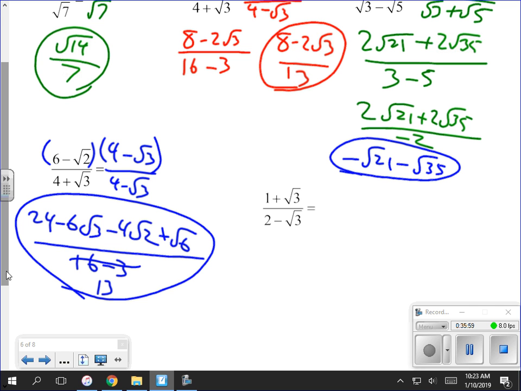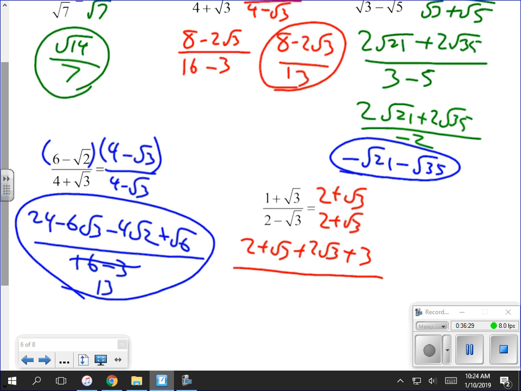Next one, what do I multiply by? 2 plus square root of 3. And I got a feeling I'm going to be able to simplify this one down a little bit more. Same thing, FOIL it out. 1 times 2 plus root 3 is 2 plus root 3. Root 3 times 2 plus root 3 is 2 root 3 plus 3. My denominator, square the first term, which is 4, minus square the second term, which is 3.